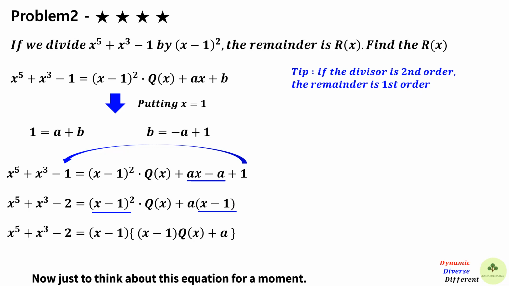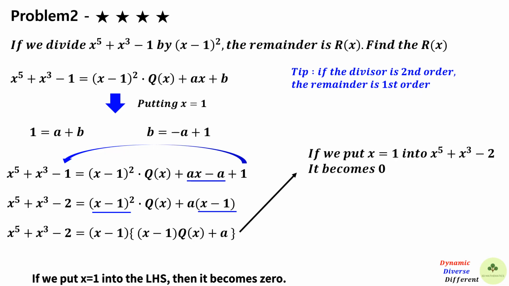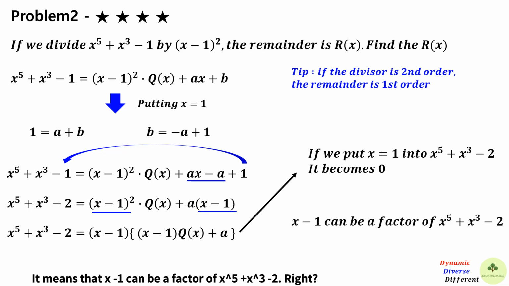Now just think about this equation for a moment. If we put x equals to 1 into the left-hand side, then it becomes 0. It means that x minus 1 can be a factor of x to the 5 plus x to the 3 minus 2, right?